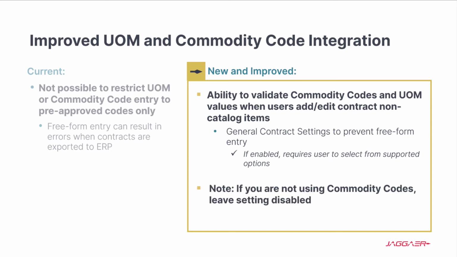One important note is that if you are not using commodity codes in your organization, be sure to leave this setting disabled, because if you don't have any commodity codes configured, you'll want to make sure your users can enter them manually with free-form text. Otherwise, they won't have any options to choose from. Let's take a look at how this feature works.